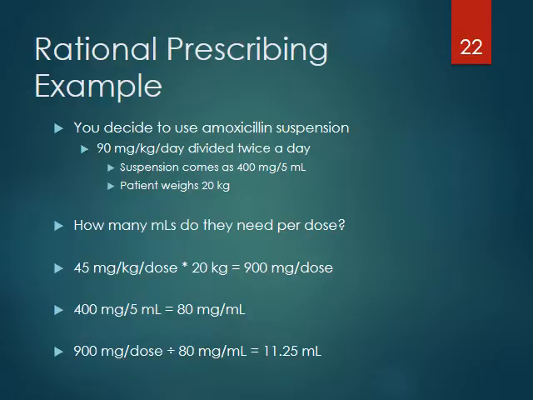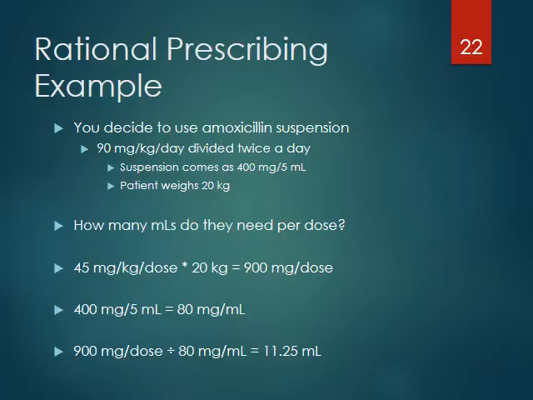So since it's 90 mg per kilo per day, twice daily, we know that each dose will be 45 milligrams per kilo per dose. So we'll do 45 times 20 kilograms. So we know you should be receiving roughly 900 milligrams per dose.